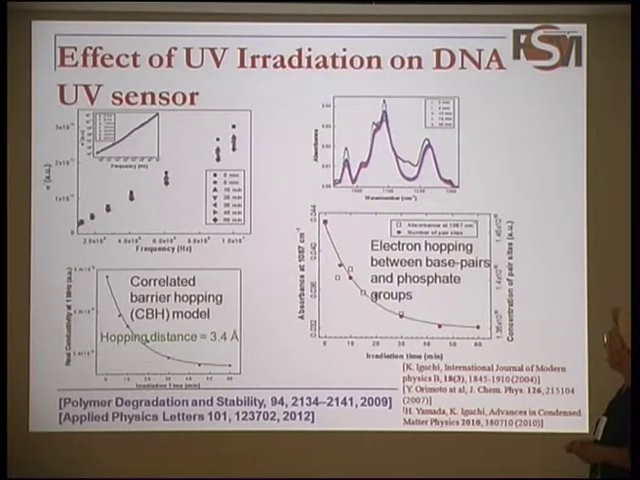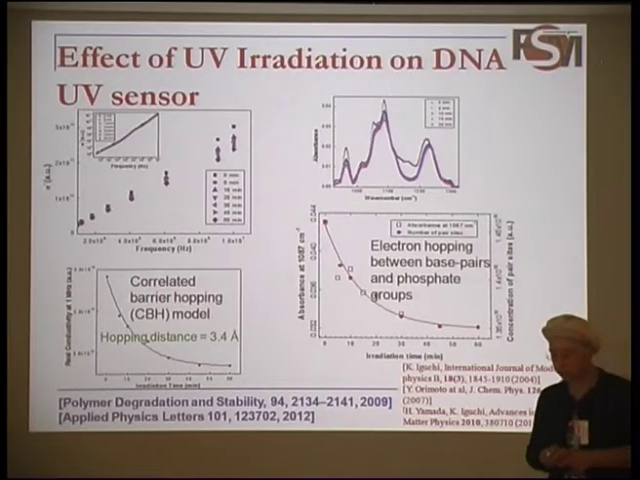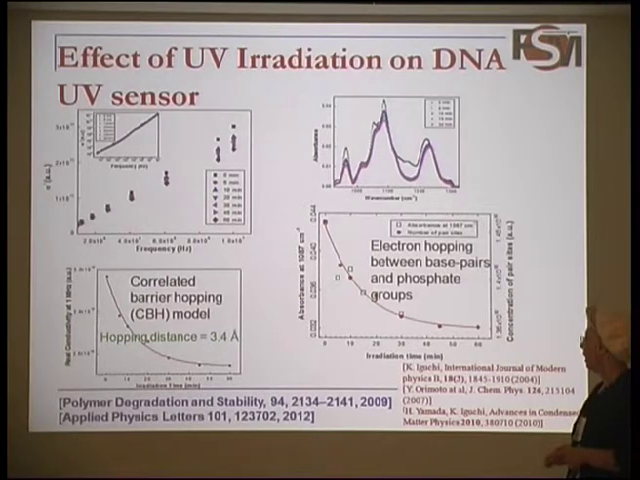When we apply this model to our data, we calculated a hopping distance of 3.4 angstroms, associated with the hopping of the electron on the DNA molecule. This value is quite interesting because it is the distance between the base pairs and phosphate groups in the DNA chain.